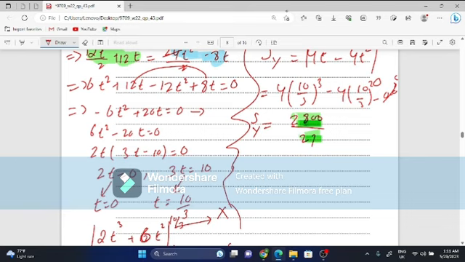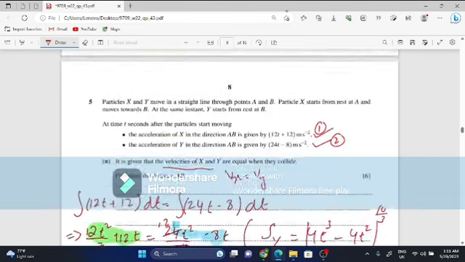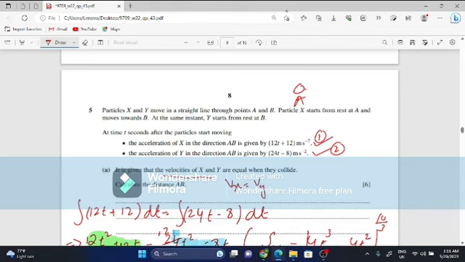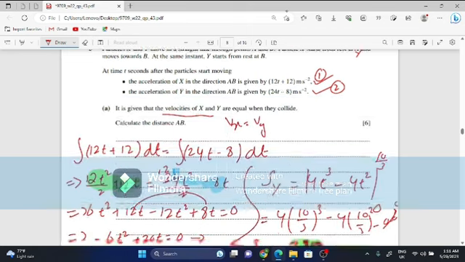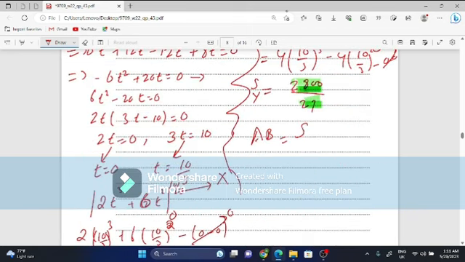So in order to find the distance AB, what you have to do, you know that this is a point A and this is a point B. A is moving toward this, B is moving toward it. So Sx would be positive, but Sy would be negative because its direction is opposite. So the total AB would be Sx minus Sy.